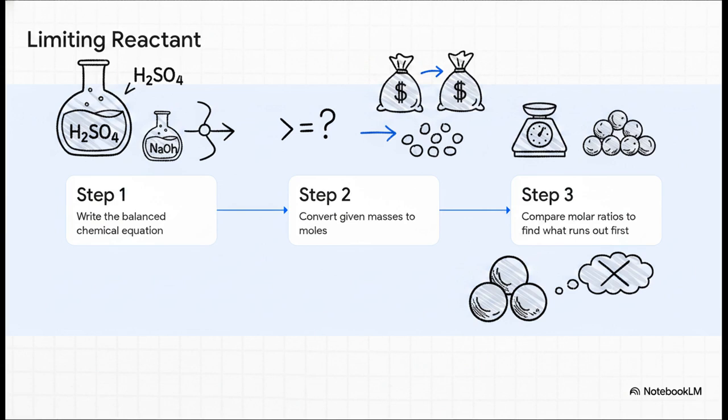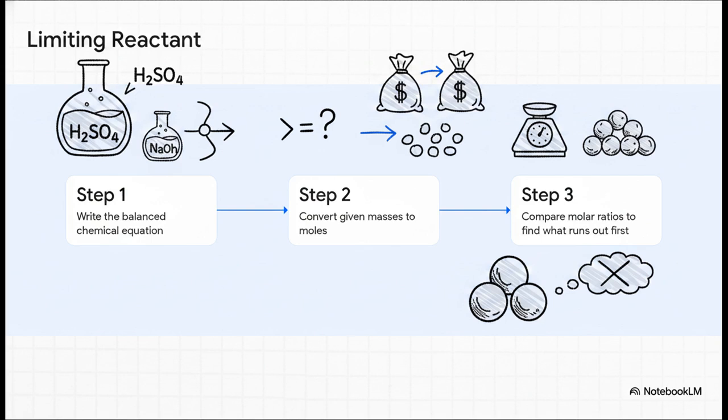Okay, let's tackle question 19, the dreaded limiting reactant problem. The exam gives you an unbalanced equation and says, hey, 10 grams of sulfuric acid reacts with 10 grams of sodium hydroxide. Which one runs out first? Just use this simple 3-step logic. Step 1, balance the equation. You're going to need 2 moles of sodium hydroxide for every single mole of sulfuric acid.